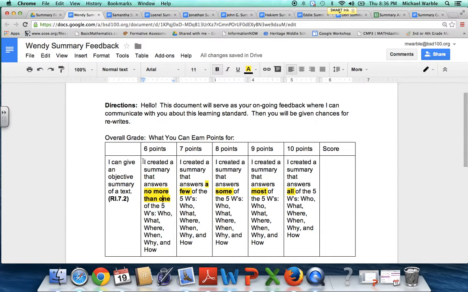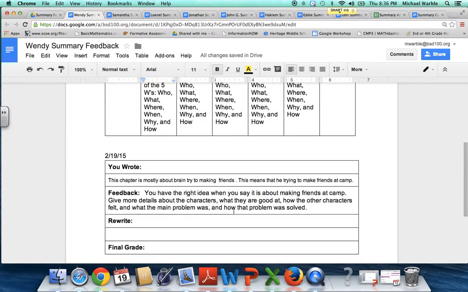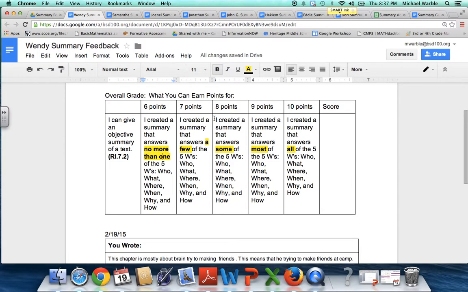I created a summary that answers no more than one of the 5 W's. So that's going to be 6 points. Yours was not a 6-point summary. You talked mostly about the main character and what he was doing, what the main problem was, and you briefly discussed where it took place at camp. So this is about a 7.5. It's between a 7 and an 8.